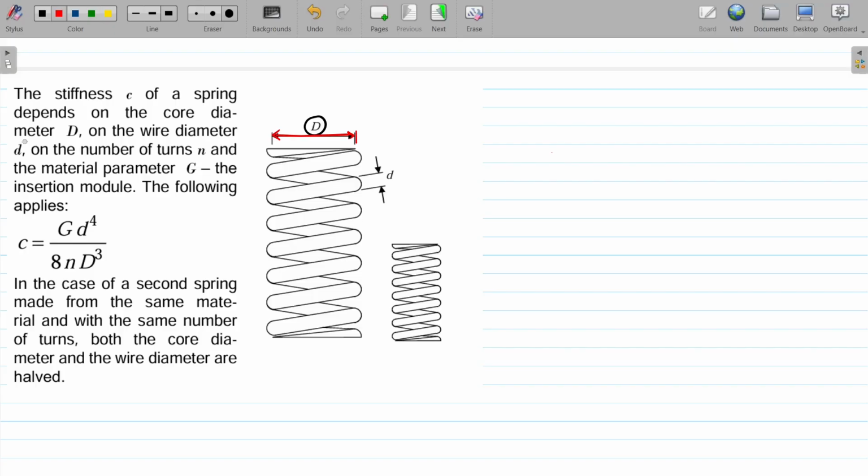On the wire diameter small d, see this is the diameter of the wire and this is represented by small d. On the number of turns small n, and the material parameter that is the capital G, the insertion module. G is called your insertion module. The following applies. So the formula for stiffness of a spring is C is equal to G into d raised to power 4 upon 8 n into capital D cube.